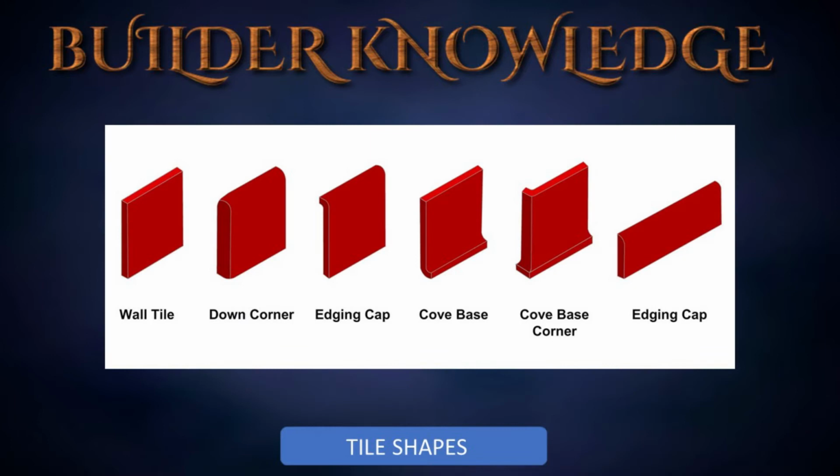Border tiles come in many various shapes. Other special tiles include supports and holders for various uses. Then there are special tiles which vary by manufacturer. Give yourself a moment and look at the differences of these tiles. Wall tile, down corner, edging cap, cove base corner and the edging cap.